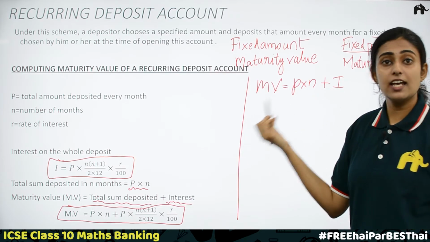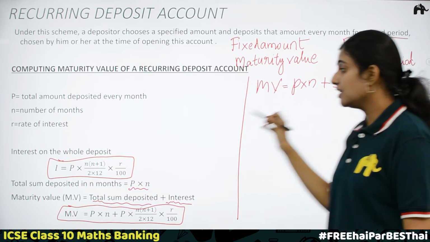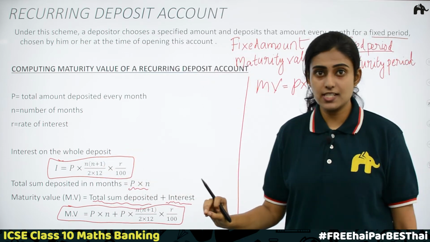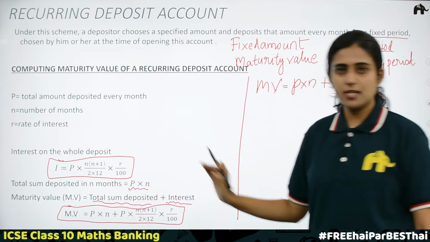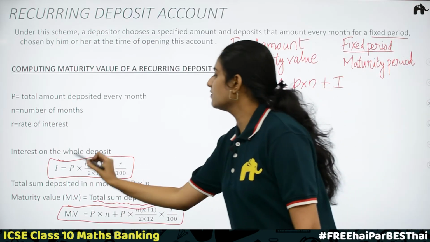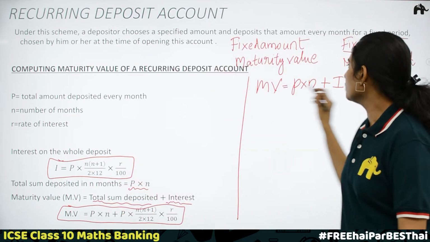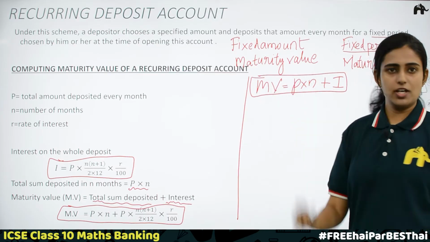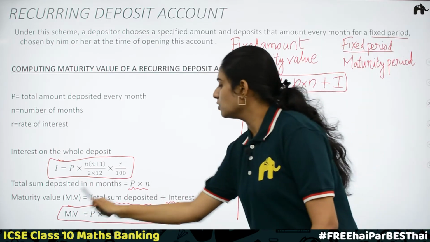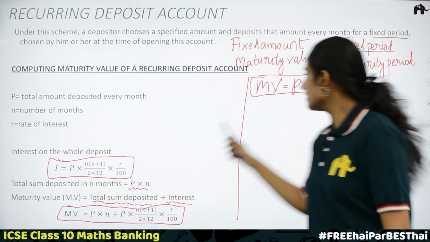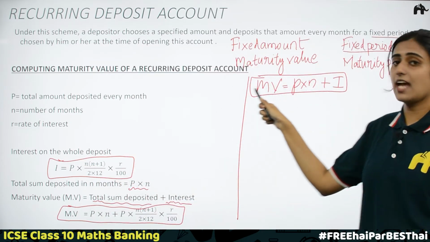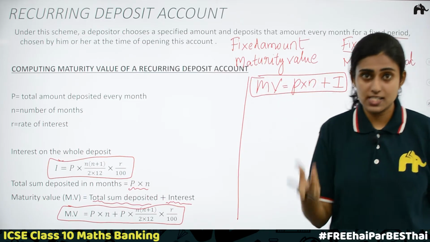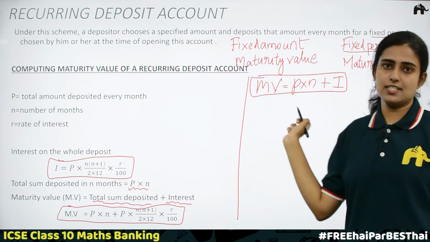I, we know, is the interest. We know how to calculate interest. In most of the questions, they will ask you to find the interest first and then to calculate the maturity value. In that case, you will have a fixed value for interest. You just need to substitute in this formula to get the maturity value. Instead of using the complete formula, just by finding the interest, you can calculate the maturity value. Maturity value is equal to P into N, which is the total sum deposited, plus the interest.